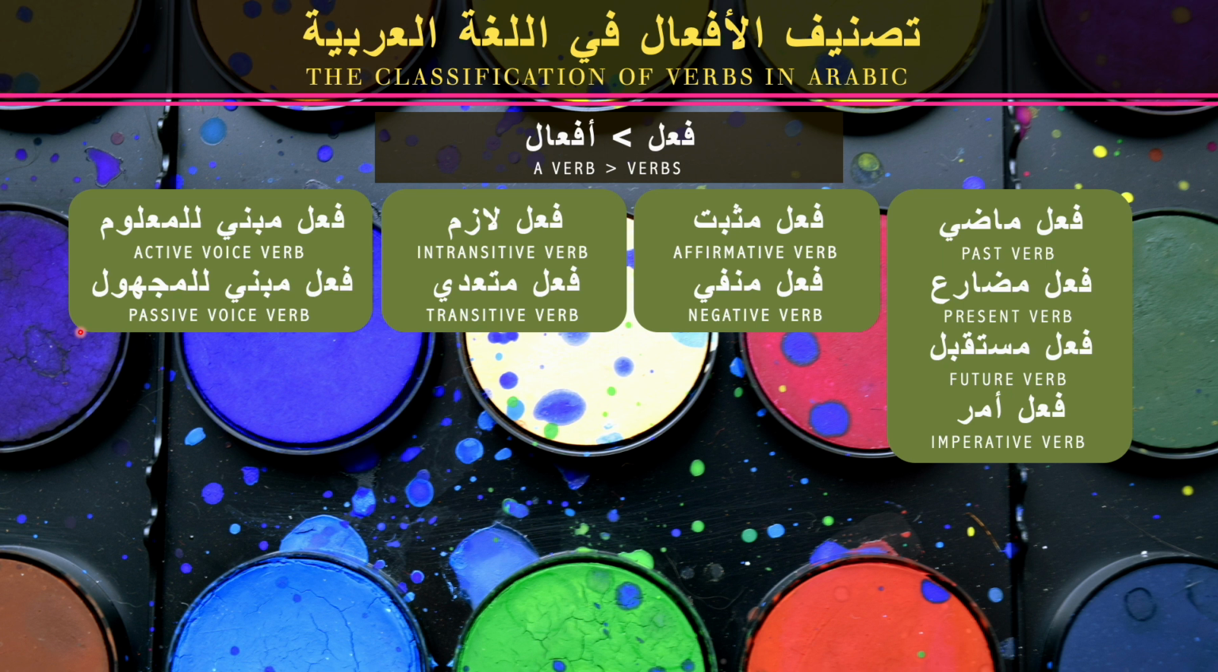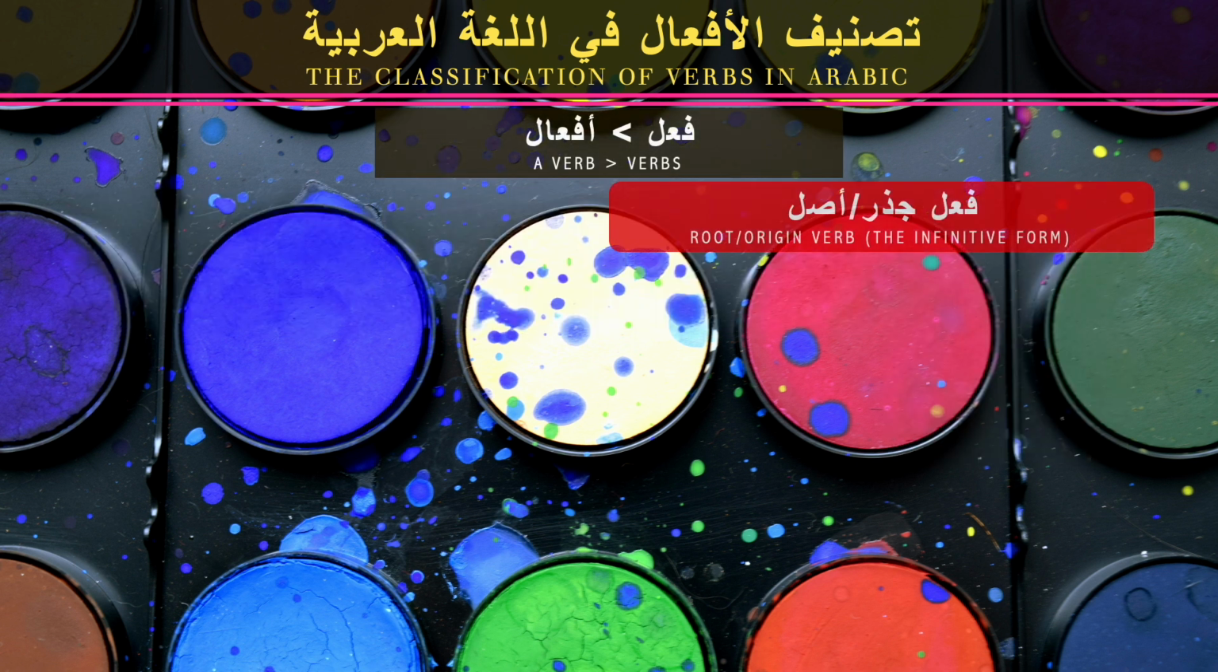But what I really want you to know about verbs, that for all types of verbs, whatever it is, it is so important to know the root of the verb, which is the infinitive format of the verbs in Arabic. Every verb in Arabic has a root or an origin verb. This origin verb is called جذر or أصل. It is considered the infinitive form of the verb, or even the word that came from that verb or derived from that جذر or root.